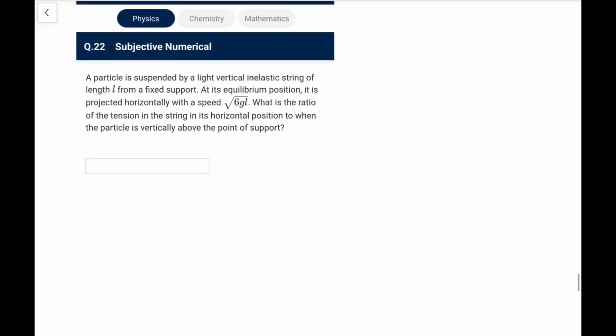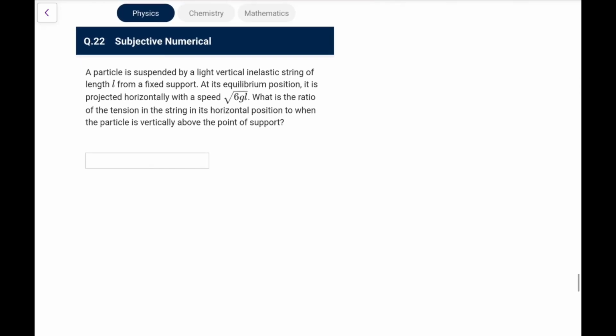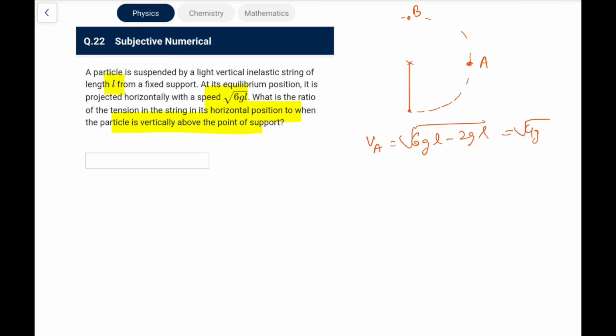Now, a particle is suspended by a light vertical inelastic string of length L from a fixed support. At its equilibrium, it is projected horizontally with speed root 6 gL. What is the ratio of the tension in the horizontal position when it is vertically above? Root 6 gL means it will definitely do complete looping, let's say like this. So one is this point A, one is this point B. First of all, at point A, the velocity at A would be under root of 6 gL minus 2 gL, that is root 4 gL.